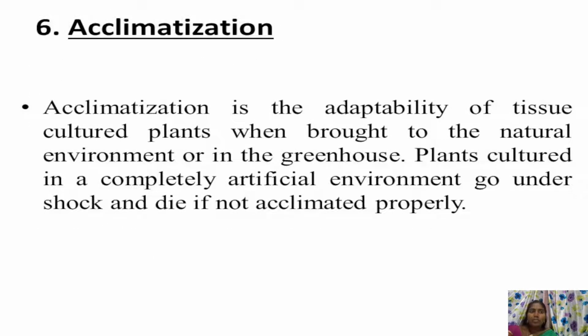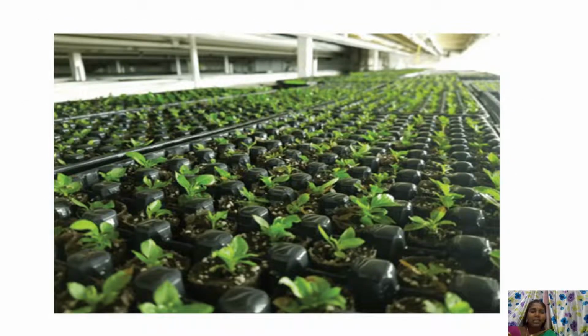The next problem is acclimatization. Acclimatization is the adaptability of tissue culture plants when brought into the natural environment or the greenhouse. The plant cultured in a completely artificial environment goes into shock and dies if not acclimatized properly, because from the tissue culture condition they have to adjust themselves to the surroundings, and when we leave them in the field they have to adapt themselves to the prevailing conditions. So these are the hardening of the plants in the nurseries.